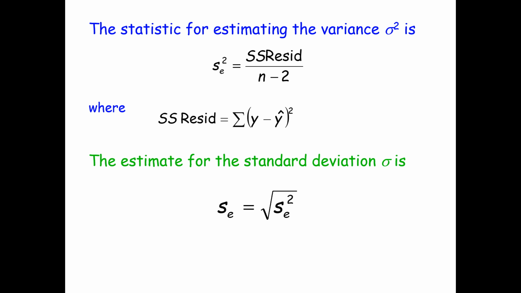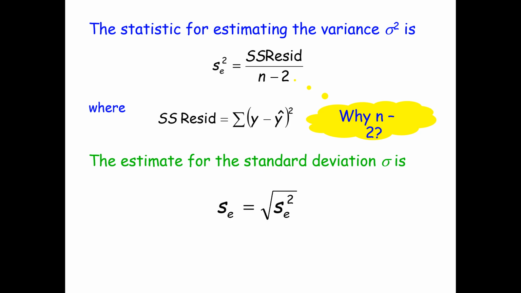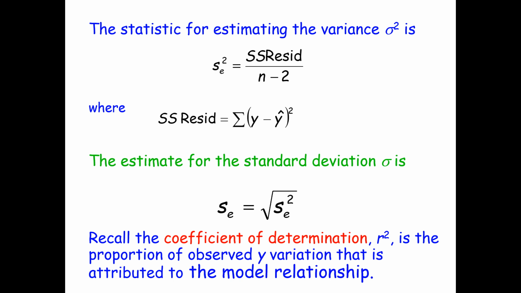Note that the degrees of freedom associated with estimating our variance or our standard deviation in simple linear regression is n minus 2. Not n minus 1 like we've used before, but n minus 2. So why n minus 2? Since we must estimate both alpha and beta in the regression line, we reduce the sample size n by 2. Recall that the coefficient of determination, our r squared, is the proportion of observed y variation that is attributed to the model relationship.